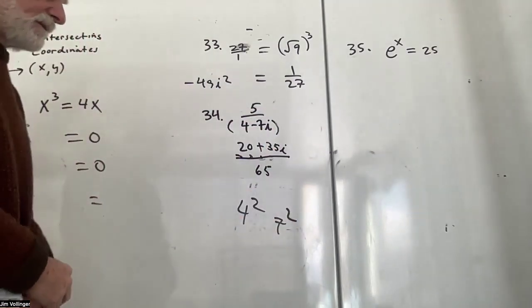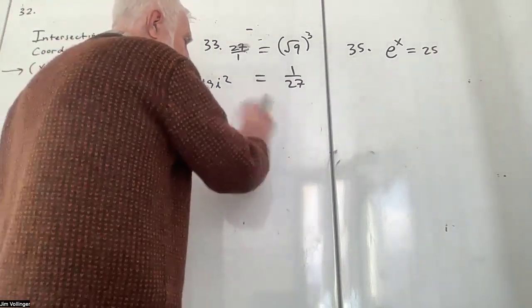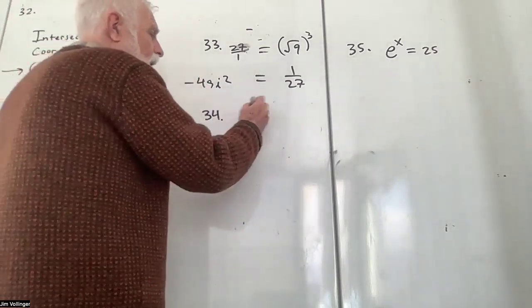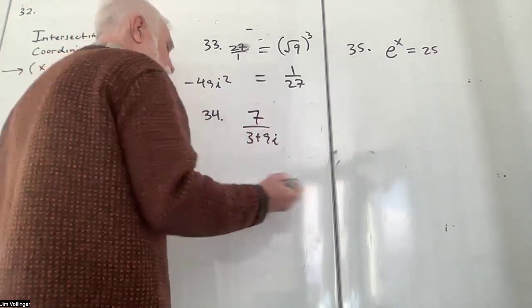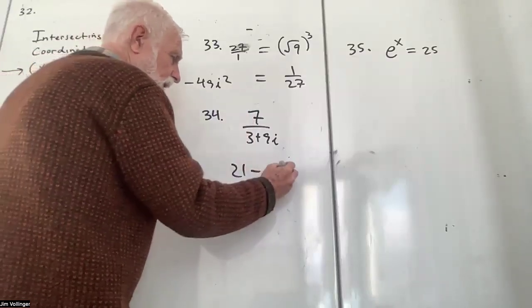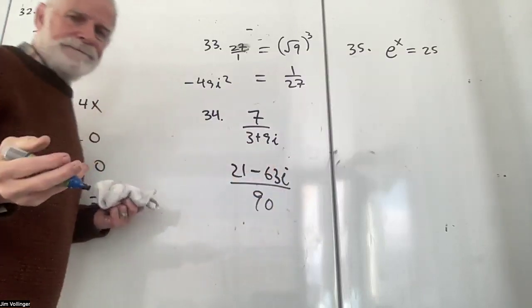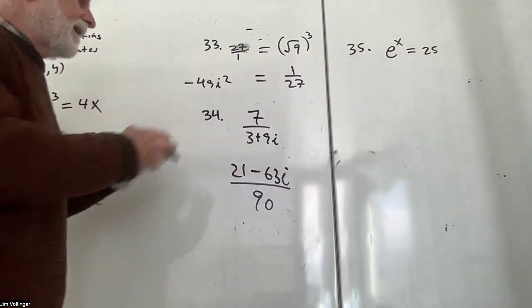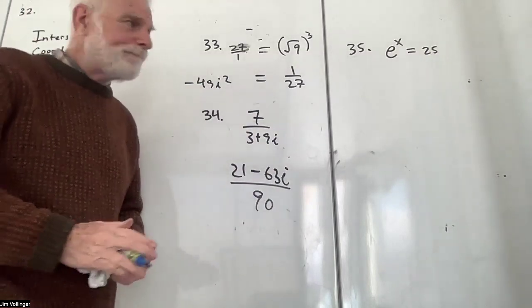That always happens. So if I wanted to do another one, you can pause the video and try. So of this variety, 7/3 plus 9i. Okay, if you wanted to do that, I'm seeing 21 minus 63i over 90. And I'm done. So you should always look at an answer and the original, see if you can save yourself some work over time.